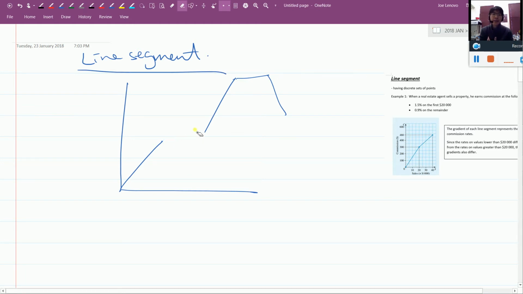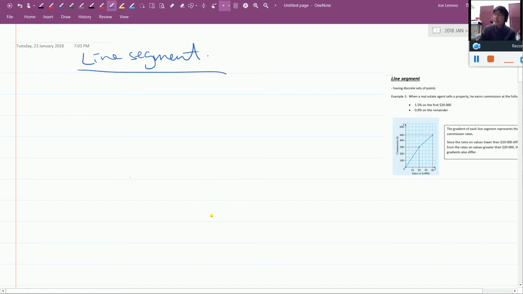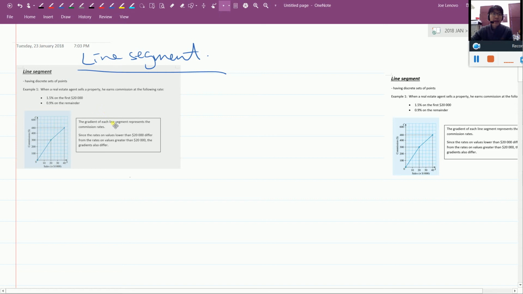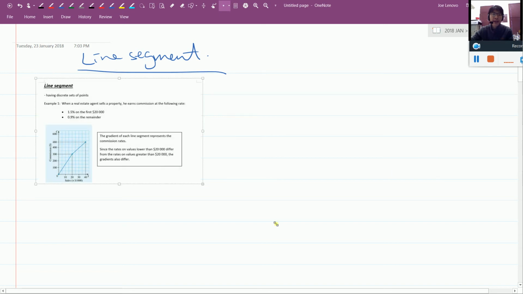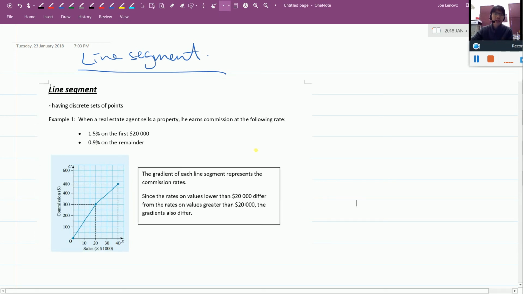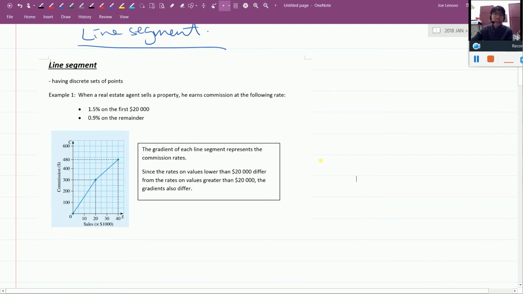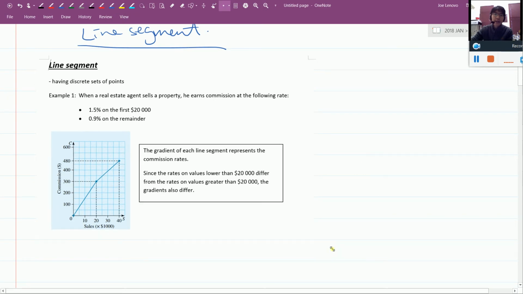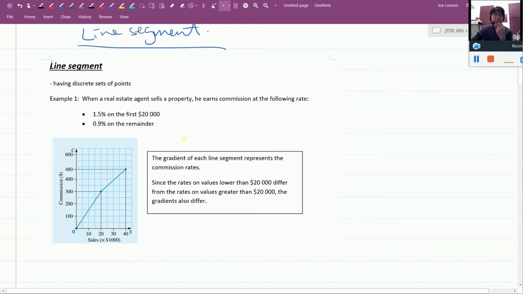There are a few examples where we can use a line segment graph. Have a look at this one. I have this from the graph. I also uploaded this online, and you can see those notes online. You don't have to copy them. For line segments, for example, we may have some discrete set of points.